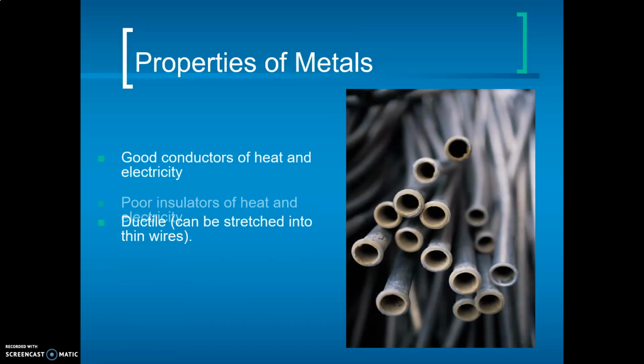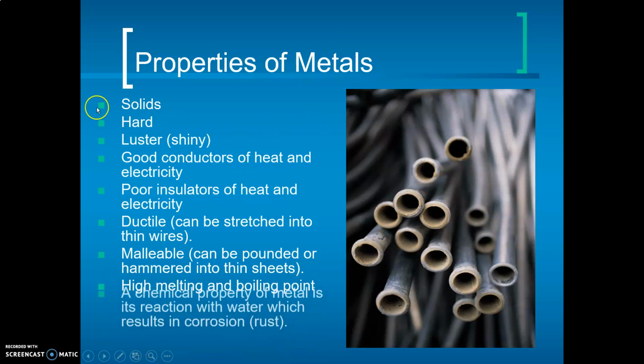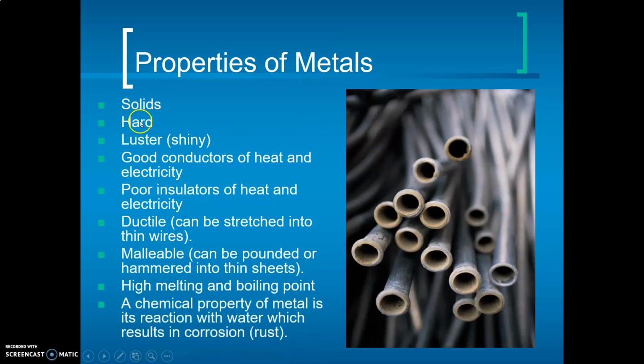Properties of metals. Metals are solids. They are hard. They have luster, which means shining. They are good conductors of heat and electricity, poor insulators of heat and electricity. They are ductile, which means can be stretched into thin wires.